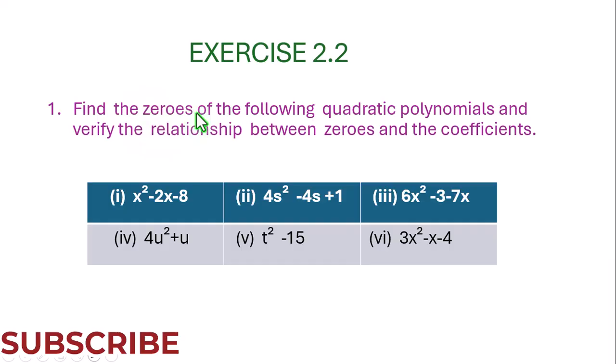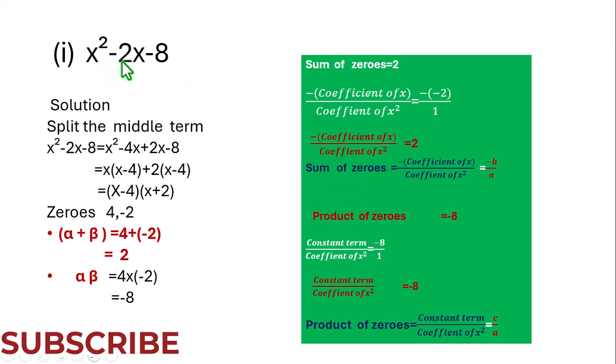Then the problem: find the zeros of the following quadratic polynomials and verify the relationship between zeros and coefficients. Six questions are given. Solution of the questions one by one. First question, x square minus 2x minus 8. Here we use splitting the middle term.